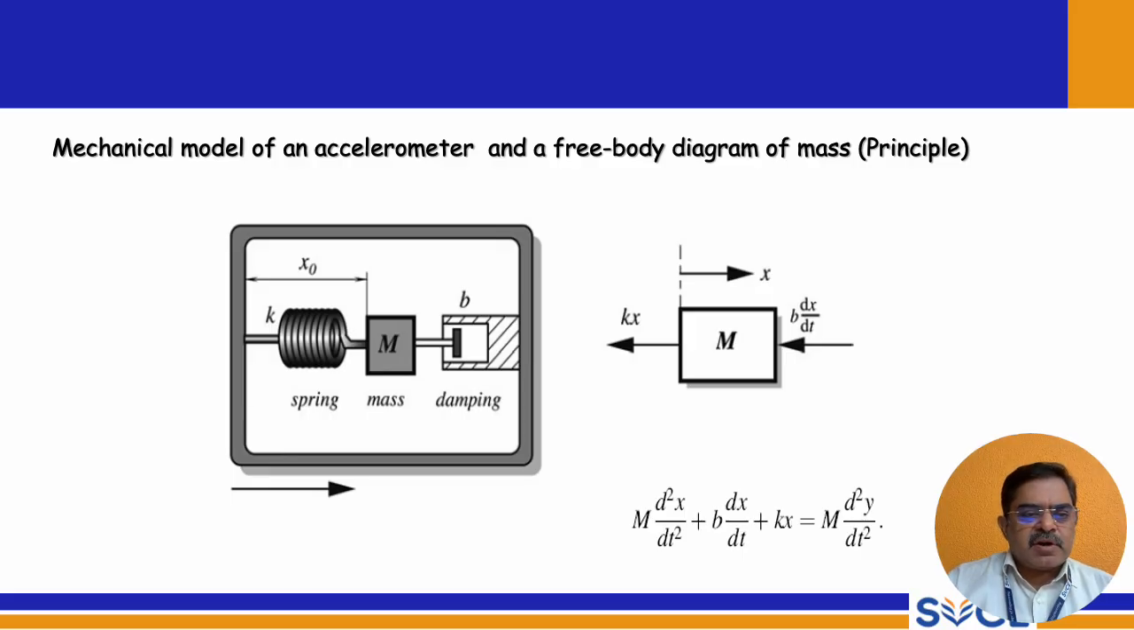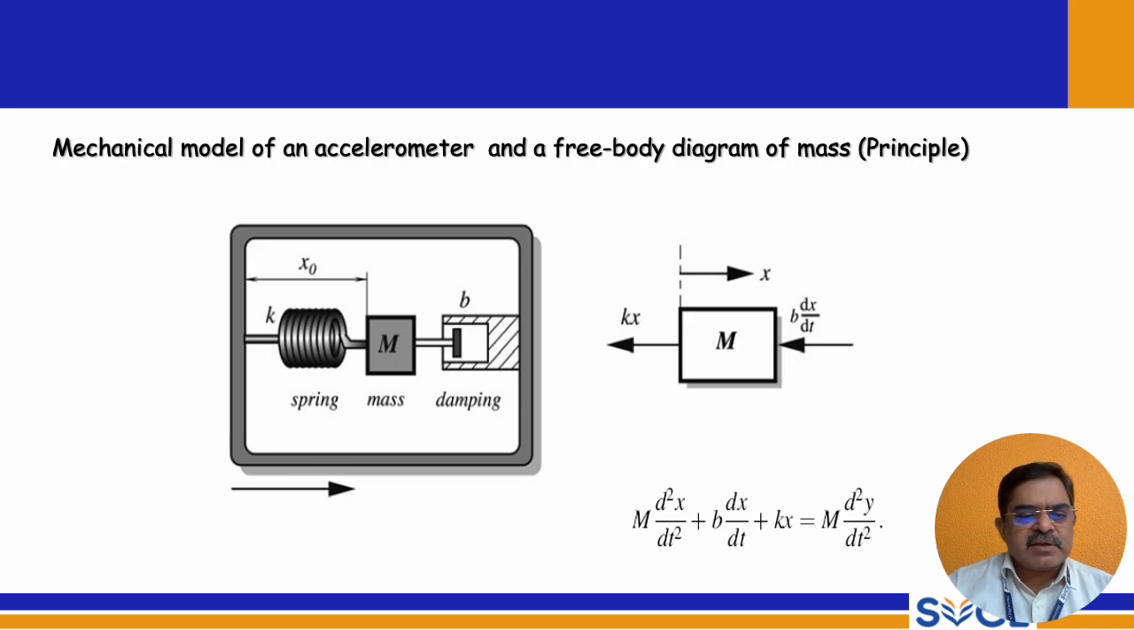So this is the mechanical model of an accelerometer and a free body diagram of the mass. This is the free body diagram, FBD, of the mass, and this is the mechanical setup. Here you can see the spring, mass, and damper. And x naught is the displacement of the mass through the spring. K is the spring coefficient, and this is the damper. For that, this is the free body diagram.